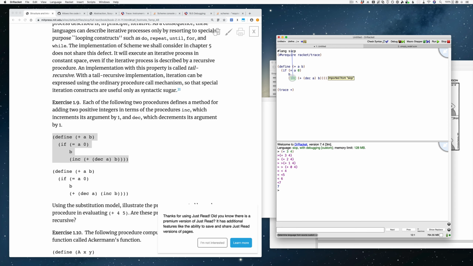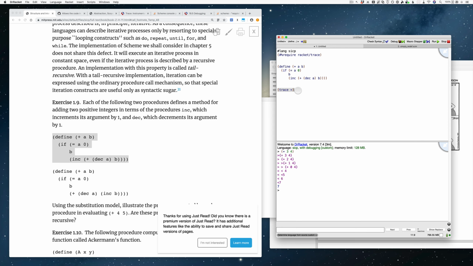Because remember, as we were going through this process, it was like, okay, if A is 0, then B. If not, then increment and make a recursive call, decrementing A and B. And then the same process again. So we decremented A from 3 to 2, and then we went through the whole thing again, from 2 to 1, and from 1 to 0. So now we've got to percolate back up the recursion tree.